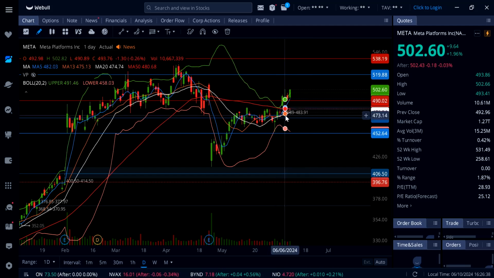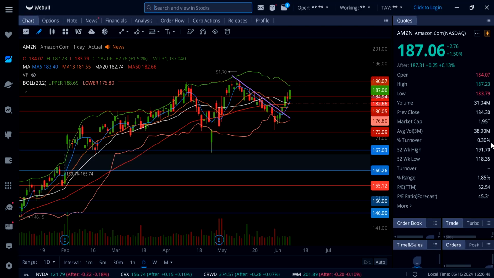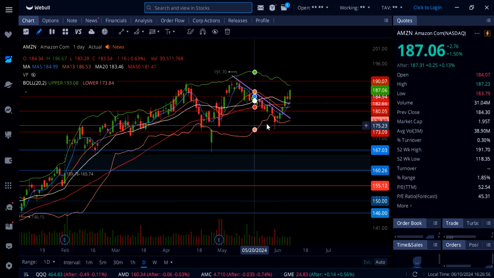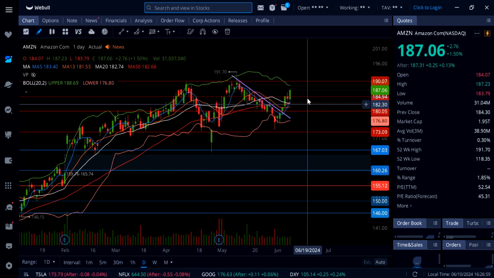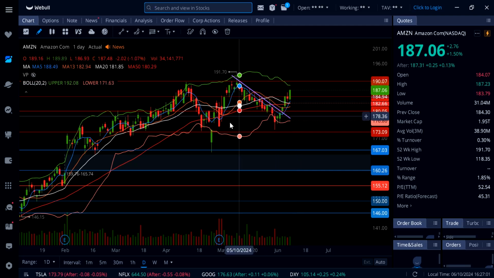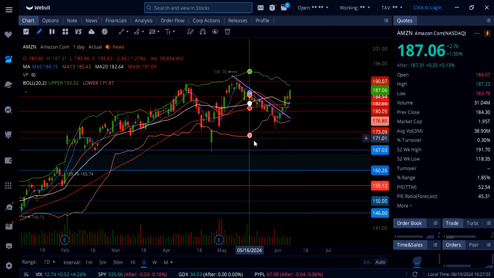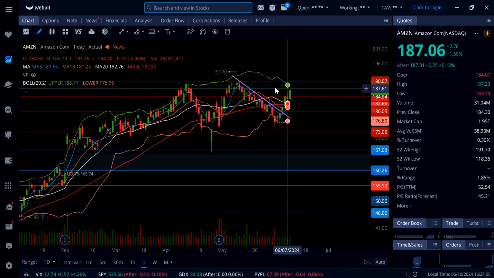478.89 on Meta. On Amazon stock, it's up 1.50%, so Amazon getting up to 187 and almost getting up to this previous all-time high right here. Now, this could be a triple top also because we're nearing that top again at 190, and Amazon pushing the way it's pushing, we might be going there as early as tomorrow right here at 190.